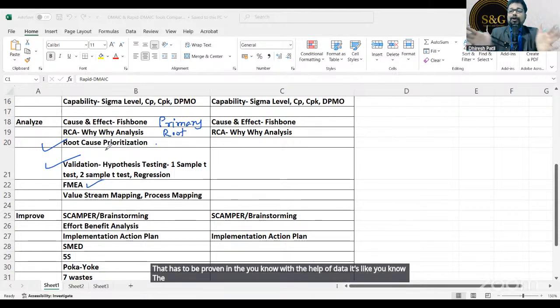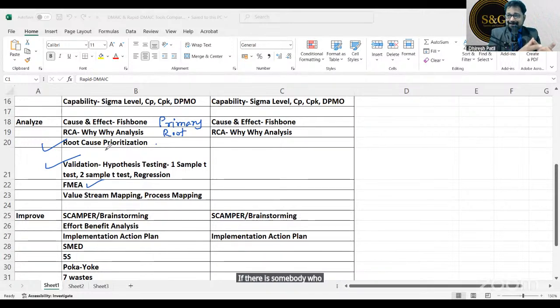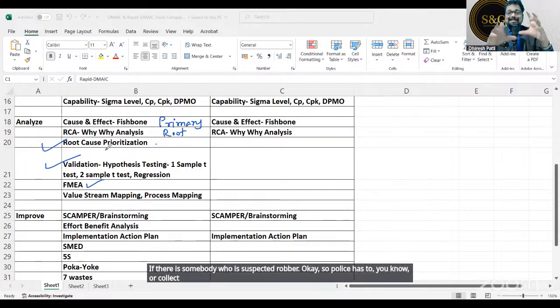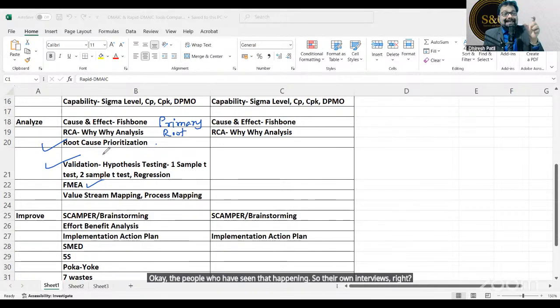What is the role of police here? The police's role is to collect the evidences against the suspects, right? If there is somebody who is a suspected robber, the police has to collect the evidences, right? The CCTV footage, the photographs, the videographs, whatever. The people who have seen that happening, their own interviews, right? So all these things are called validation.